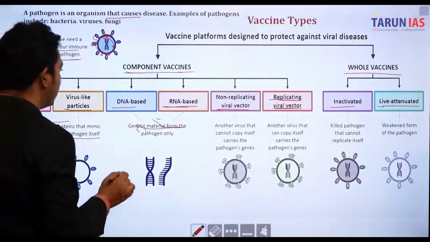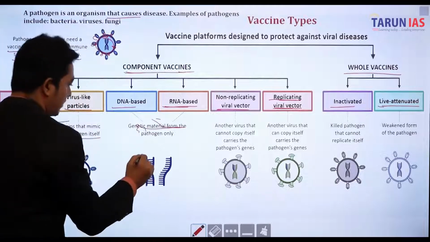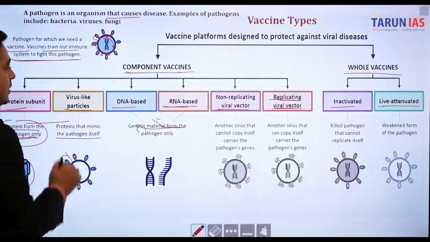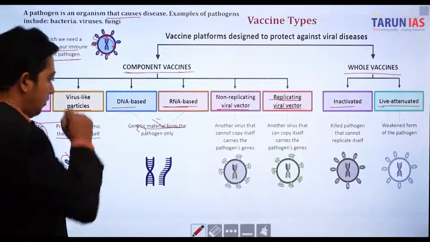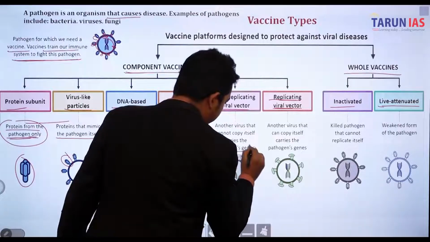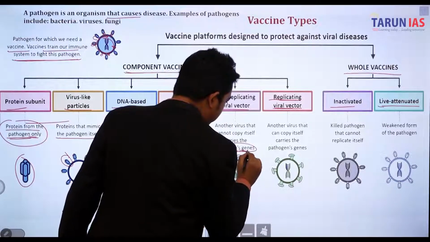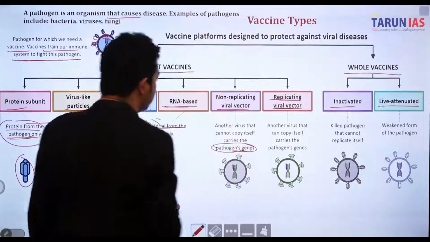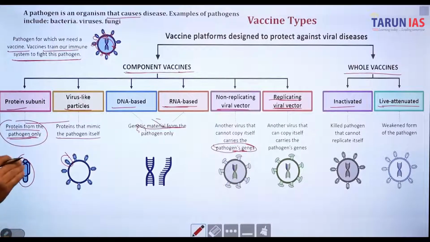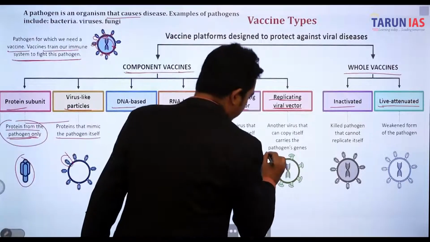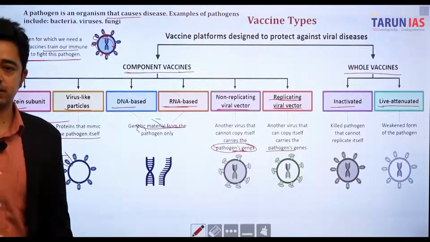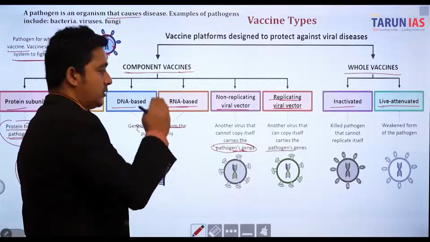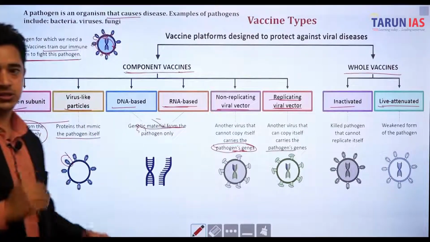Here is genetic material from the pathogen only. That genetic material is DNA as well as RNA. Non-replicating, what is the work of non-replicating? Another virus that cannot copy itself carries the pathogen genes. And genes are basically a part of DNA, right? And another virus that can copy itself carries the pathogen genes. It means it can copy itself and form lots of spikes. That's why the COVID virus is spreading so much, right?